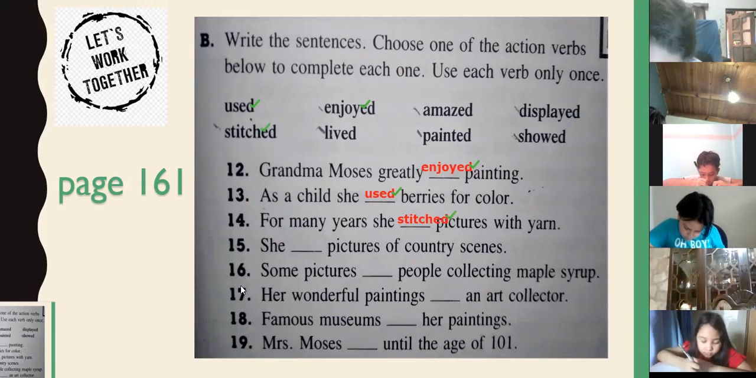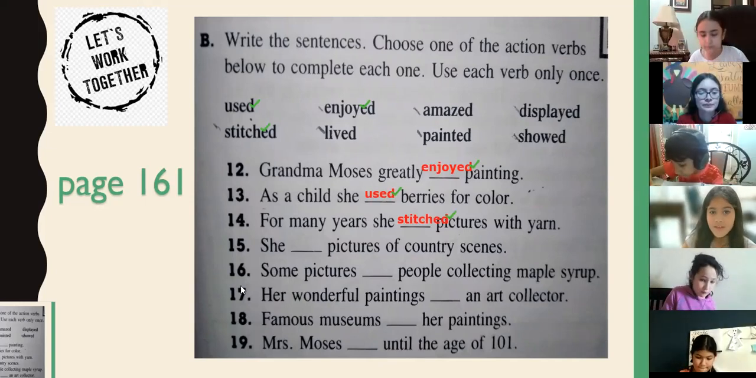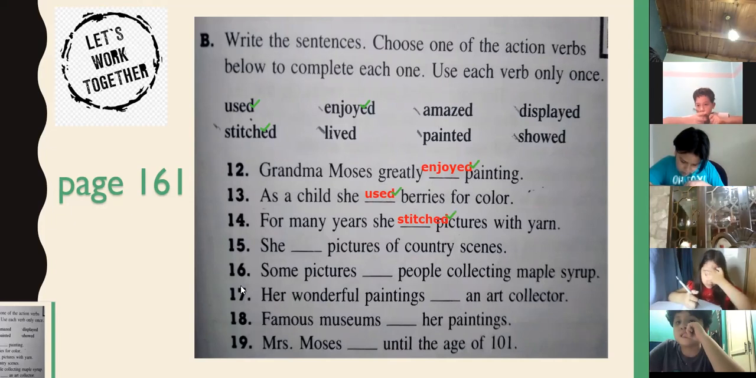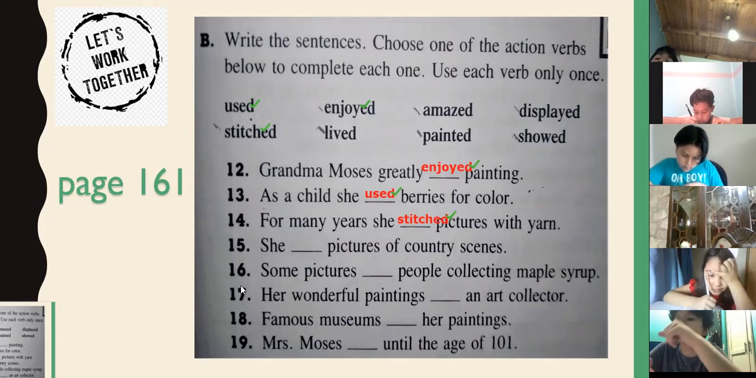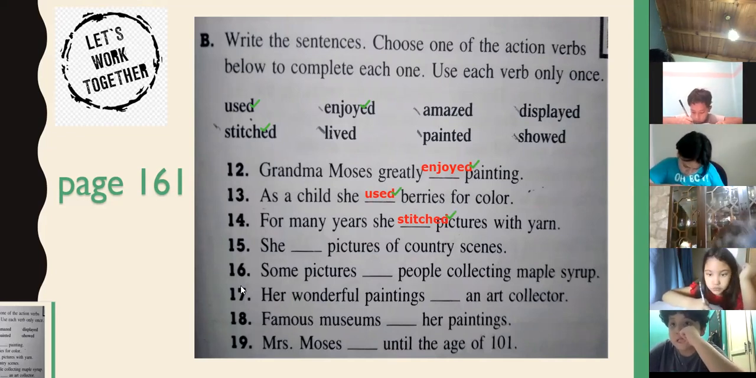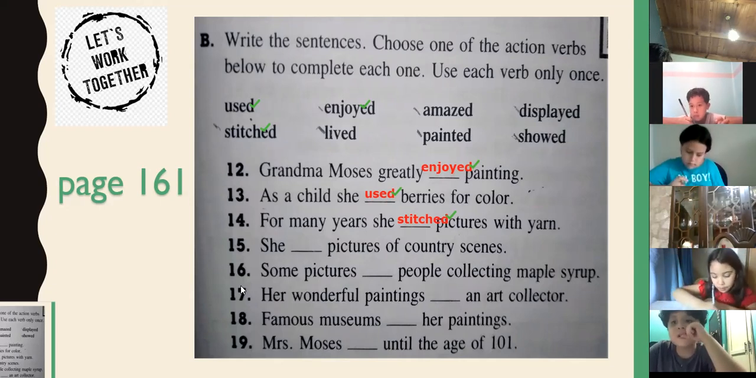Now, then number 15. Who wants to try number 15? Santiago Hernandez wants to try. Yes, Santiago Hernandez, number 15. She pictures of counting country scenes. Mm-hmm. Scenes. What is the action verb that is missing, Santiago?